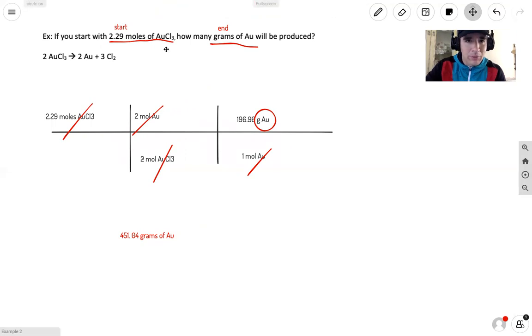Remember, we are crossing from gold trichloride to gold, so I had to put this molar ratio here as a bridge. The molar ratio is always going to be a bridge to convert from the substance you're starting with to the substance you're ending with. You have to do the molar ratio for each of these problems in your conversions. Okay, so let's get rid of this, and let's go on to another one.